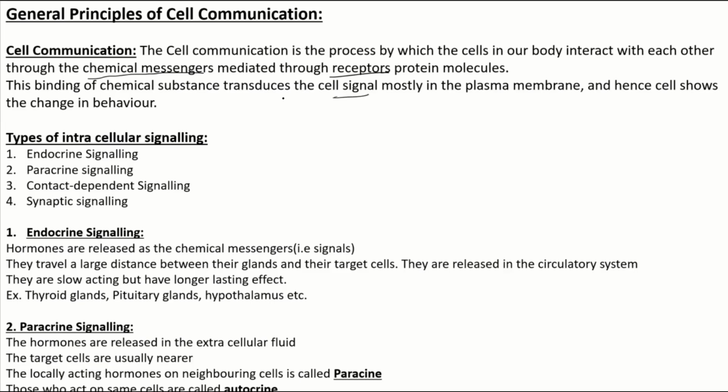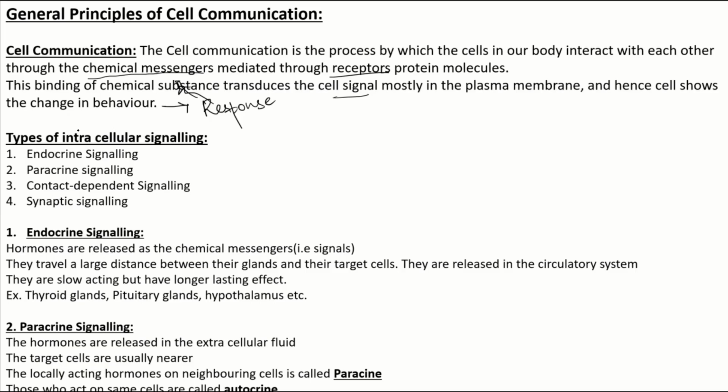The signal is transduced mostly in the plasma membrane, because receptors are present in the plasma membrane, and hence the cell shows a change in behavior. What is this change in behavior? This is the response to the chemical messenger. Now, why does the cell communicate? Because there are lots of functions going on in our body, so cells have to coordinate with each other, and hence cell communication is required.